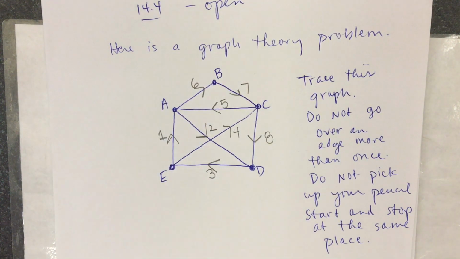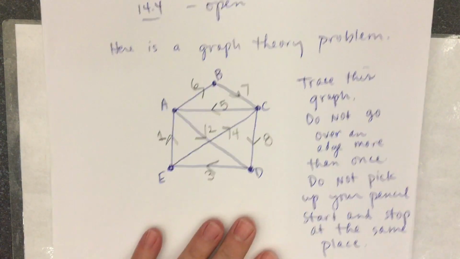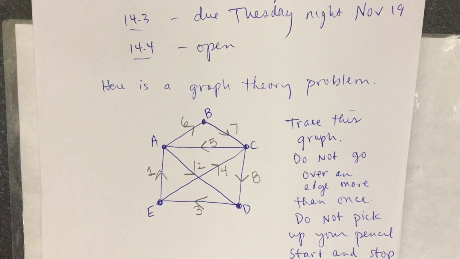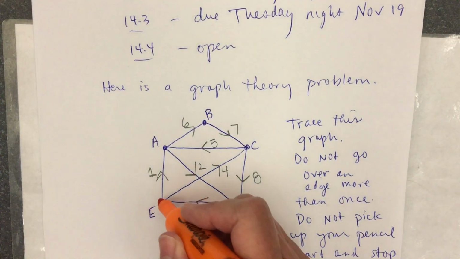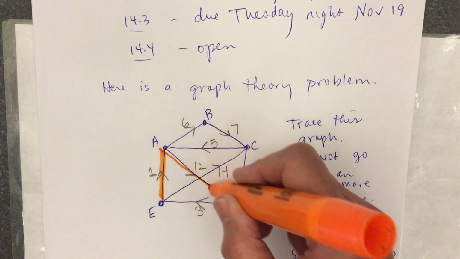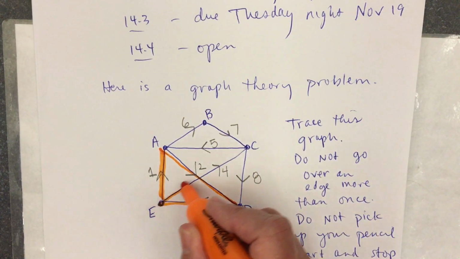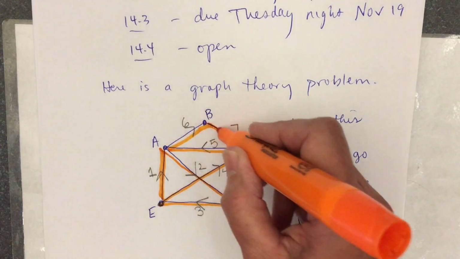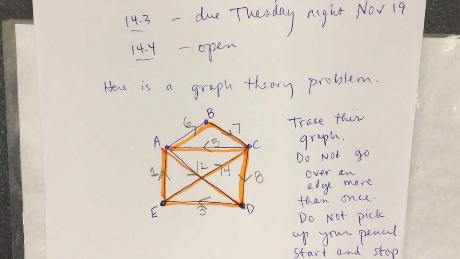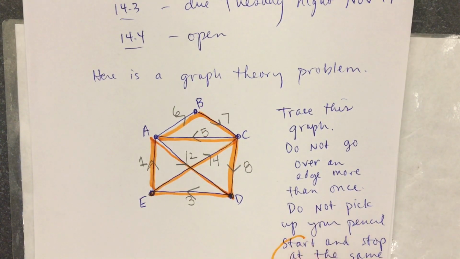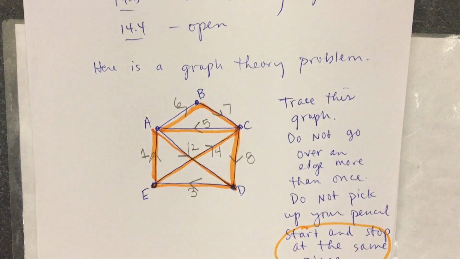Now what makes it impossible is something that we're going to look at in this chapter. Anybody have an idea of what? Well, first of all, what was not done? We traced through it. We did not go over an edge more than once. I don't need to pick up my pencil or my pen. I covered the whole graph. What did I not do? We did not start and stop at the same place.